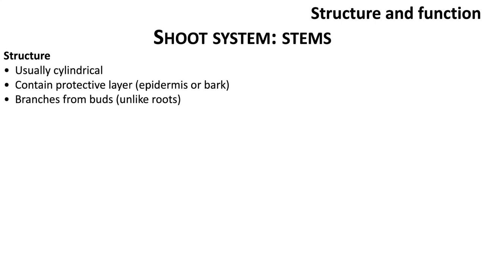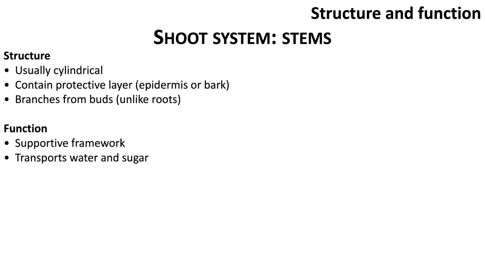Now we'll move on to the shoot system, starting with the stems. The shoot system is generally made up of cylindrical parts, like trunks or branches. They contain a protective layer, like epidermis or bark, and, unlike roots, stems branch out through buds. One thing to note is that while buds can open to form new stems, they can also open into flowers or leaves. The main function of stems is their role in supporting the plant, as well as their ability to transport water through xylem and sugar through phloem.